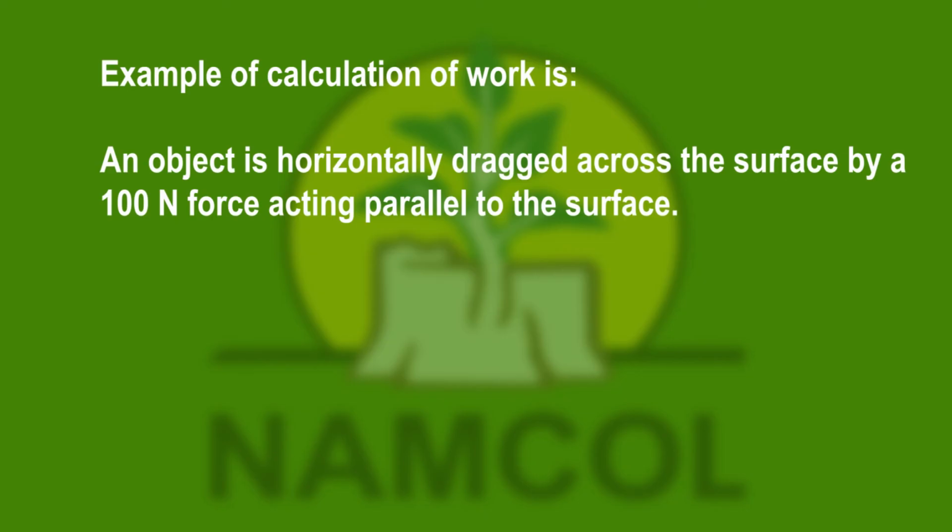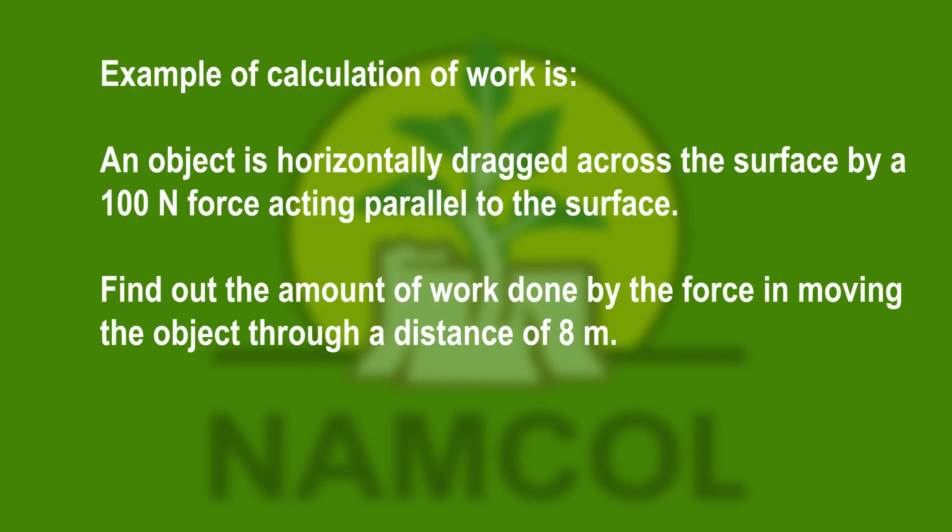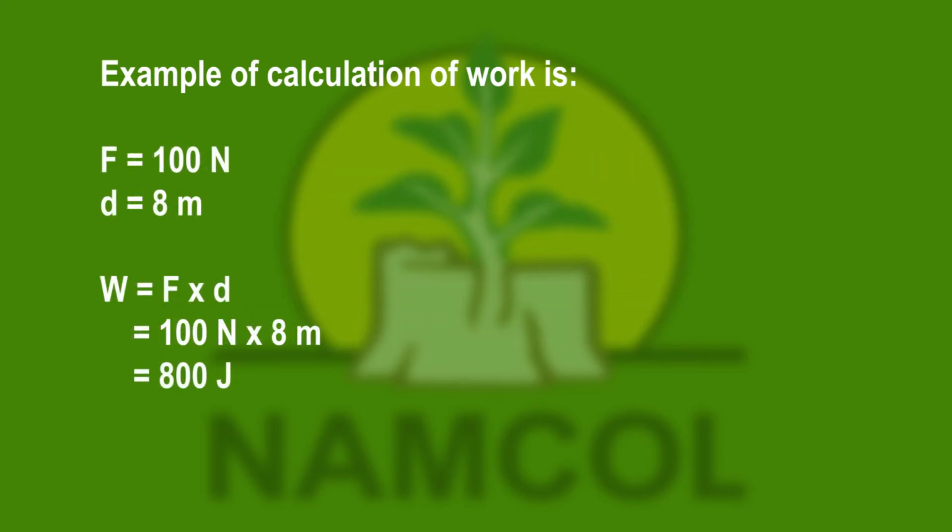An example of calculation of work: an object is horizontally dragged across the surface by a 100 Newton force acting parallel to the surface. Find out the amount of work done by the force in moving the object through a distance of 8 meters. The formula for work is F times d. When we substitute the values of the force and the distance, it is 100 newtons times 8 meters, which gives 800 joules.